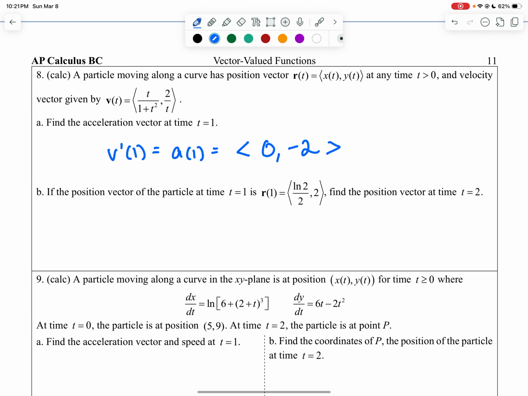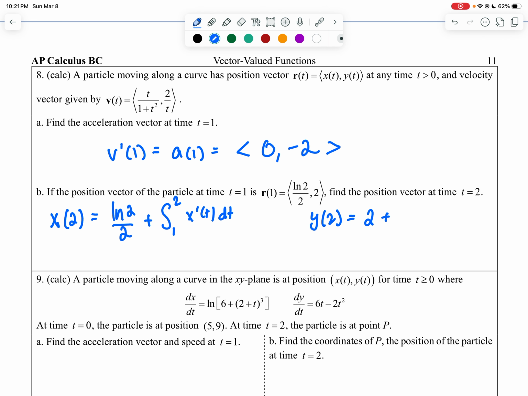And then it says, if the position vector of the particle at time t is equal to 1 is this little thing right here, find the position vector at time t is equal to 2. Okay, so because we want to find the position vector, we are going to use vector notation, obviously. So for x of 2 here, that is going to be ln of 2 over 2, because that's my starting point, plus the integral from 1 to 2 of x prime of t dt. And then to find y of 2, that's going to be 2 plus the integral from 1 to 2 of y prime of t dt.